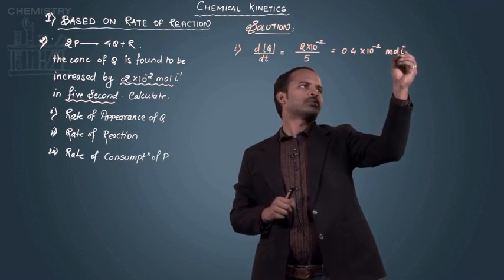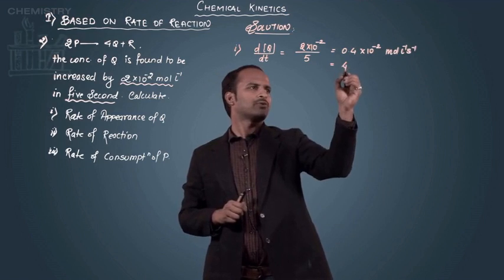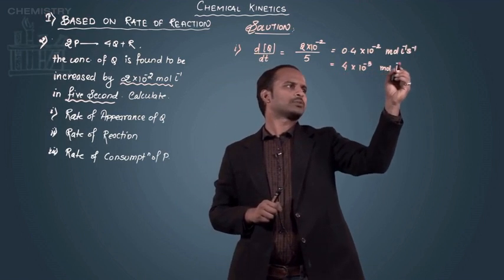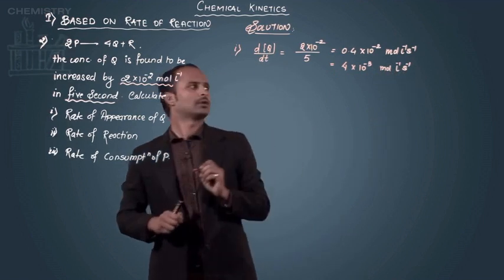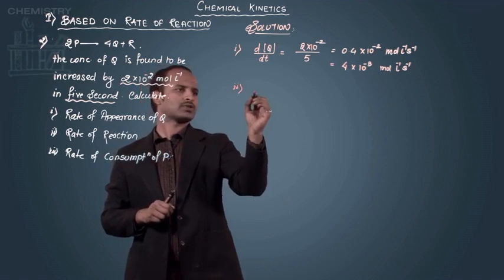Unit is going to be mole per liter per second. Or it can also be written as 4 into 10 raised to minus 3 mole per liter per second. Okay, this is the answer for the first one. Second, we have to calculate the rate of reaction.